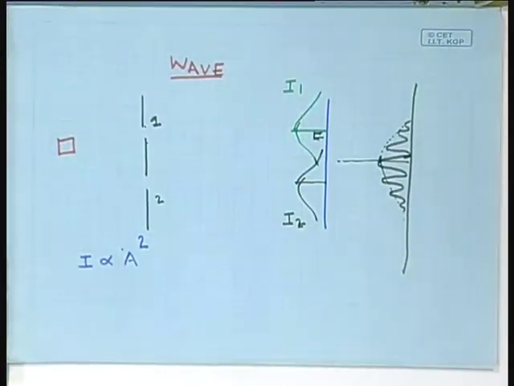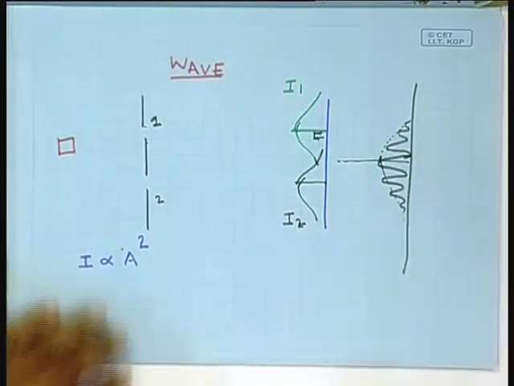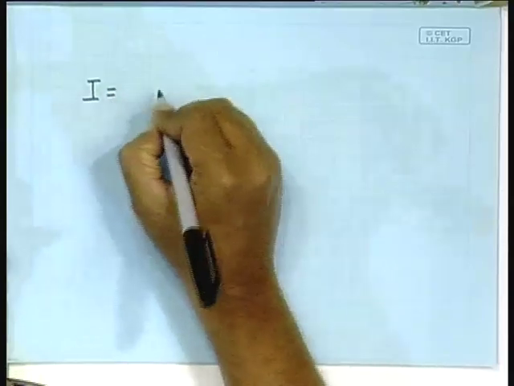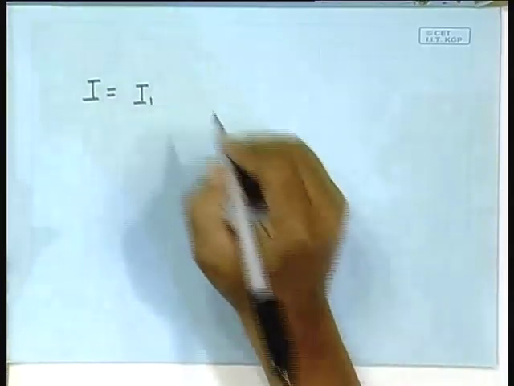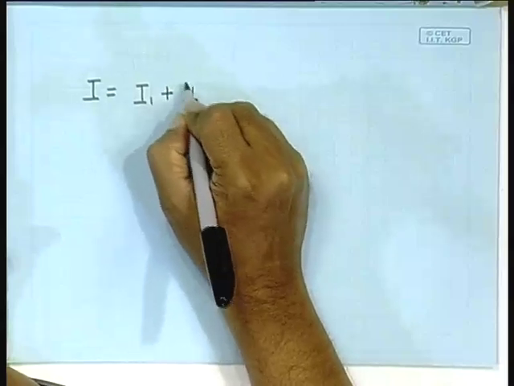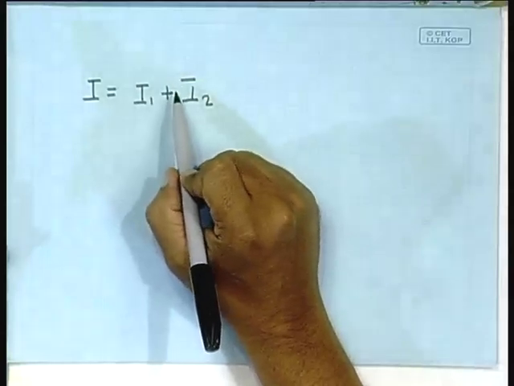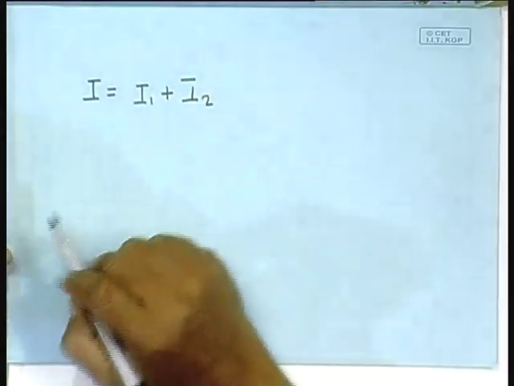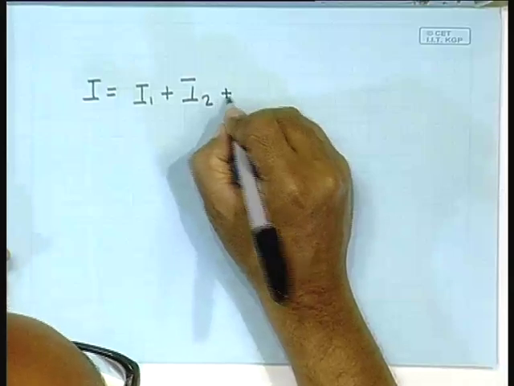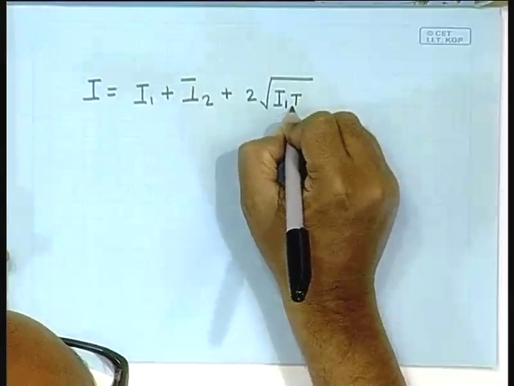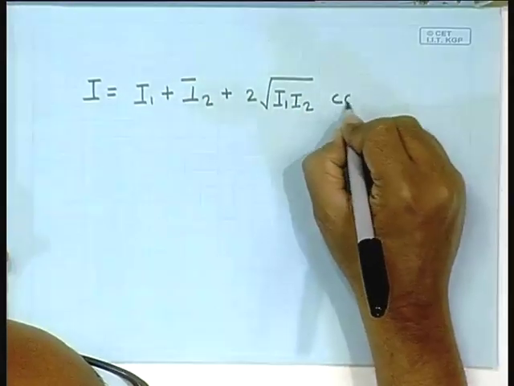And we have analyzed this in great detail. So, the resultant intensity I is I1 plus I2, where I1 is the intensity when only slit 1 is open, and I2 is the intensity when only slit 2 is open, plus 2 root I1 I2 cos delta.